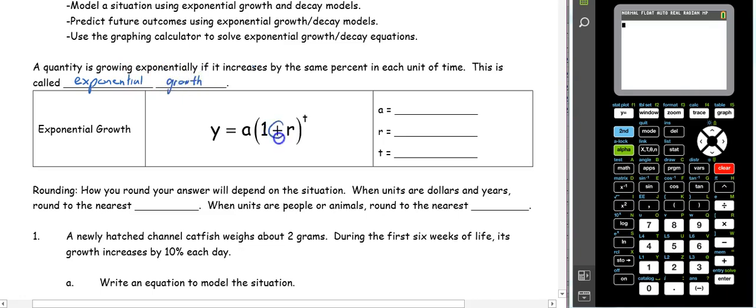So remember, for our growth equation, we're going to have a plus inside our parenthesis where we're adding the rate to 1. So A is going to be our start value, R is going to be our rate, and T is going to be our time. Also remember that when we are doing dollars or years, we're going to round to the nearest hundredth. And when we're doing people or animals, we're going to round to the nearest whole number.